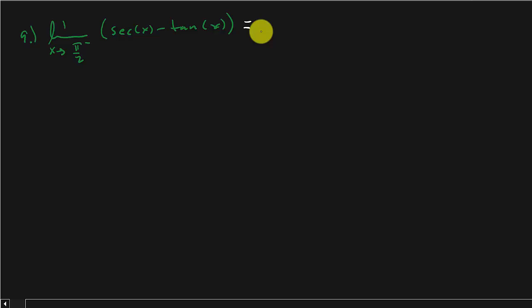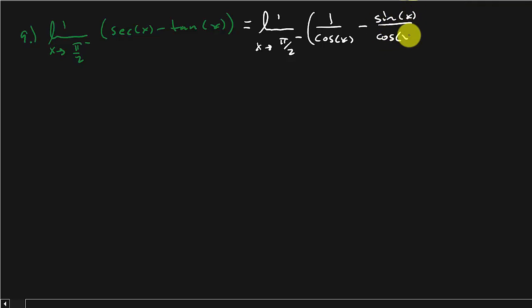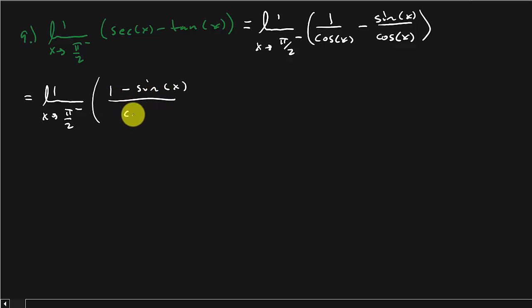Usually that doesn't fail us. So I've got the limit as x goes to pi over 2 from the left of 1 over cosine x minus sine x over cosine x. And so that's going to be the limit as x goes to pi over 2 from the left of 1 minus sine x over cosine x. So let's see what we get.